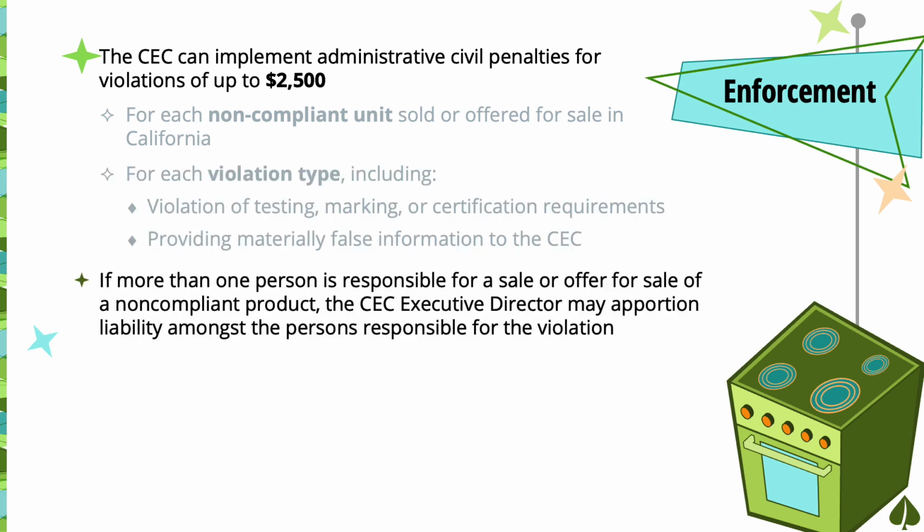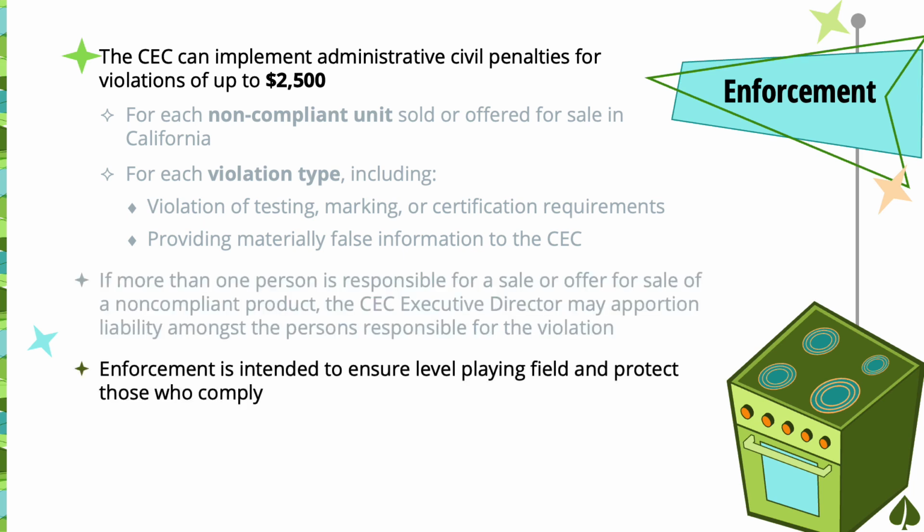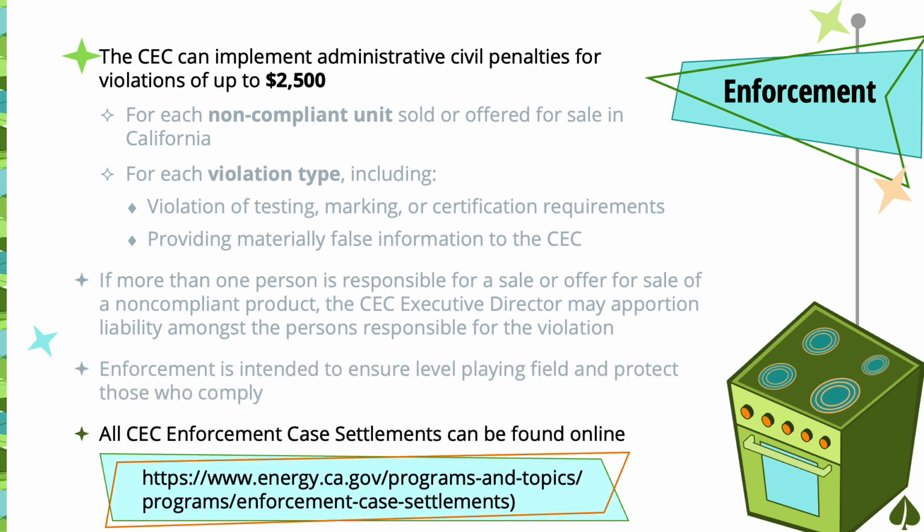When multiple people are responsible, the CEC may apportion liability among them. This protects the people who do comply, helping ensure there's a level playing field across the market. If you want to see what enforcement actions the CEC has taken in the past, you can find the case settlements online at the California Energy Commission website using the address shown on your screen.